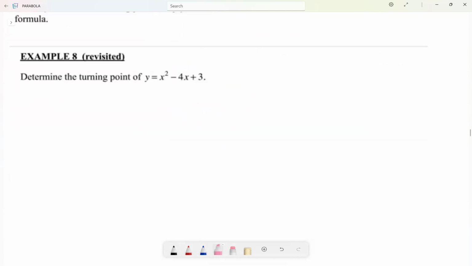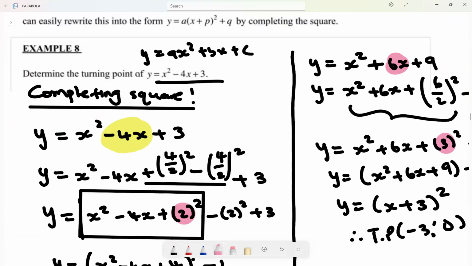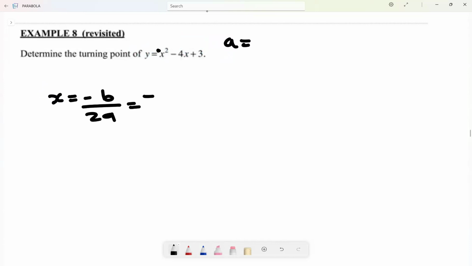Okay? Let's have the very same example, this one. We did that in example 8. Let's do that, but now we know that we have a new formula that says x is equal to negative b divided by 2a. So now what is negative b? Remember, if I were to collect a, it is what? 1. b, it is what? Negative 4, not just 4. c, it is what? It is 3.